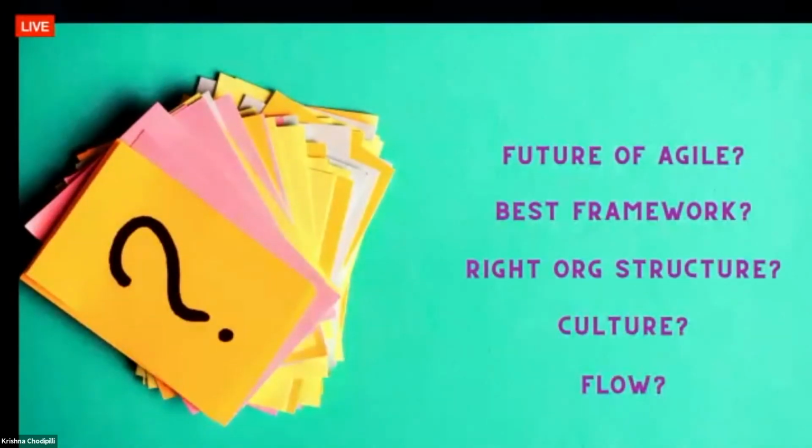Okay, so I have a question for you all. Let's look at this. After hearing this, what is the future of Agile according to you? What are the best frameworks out there which work wonders for you? If you have used any frameworks, what is that? And in an organization, if you're working with multiple teams, what is the right organization structure?